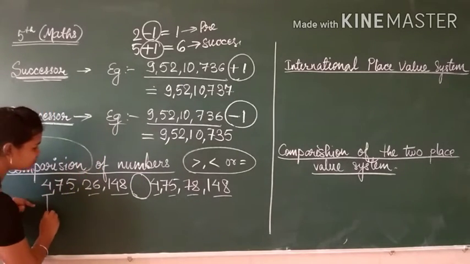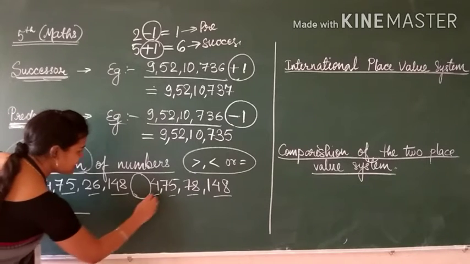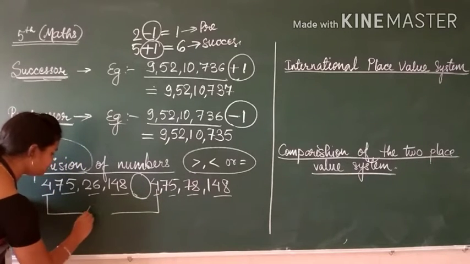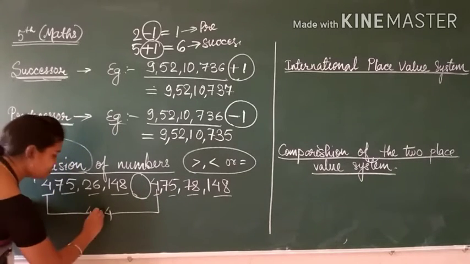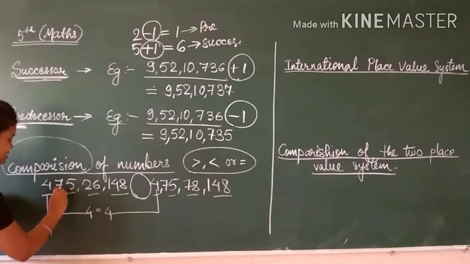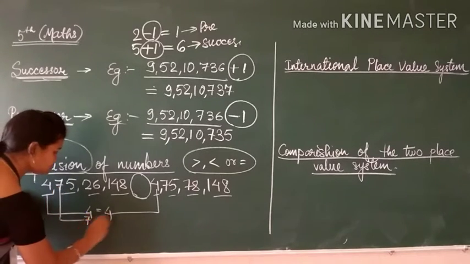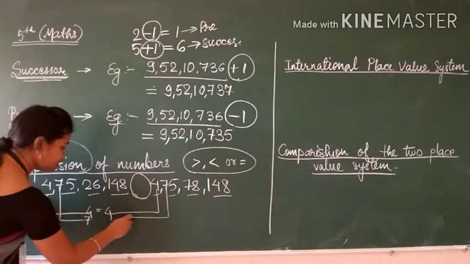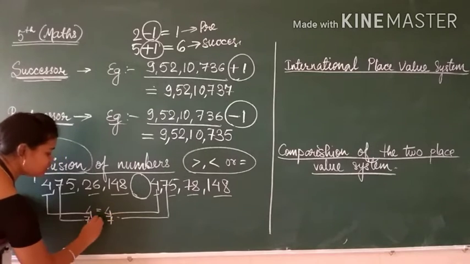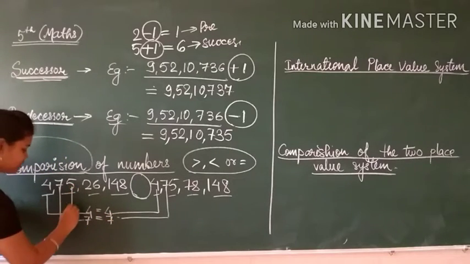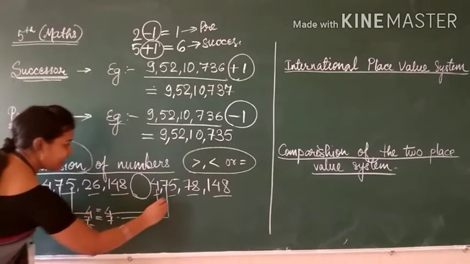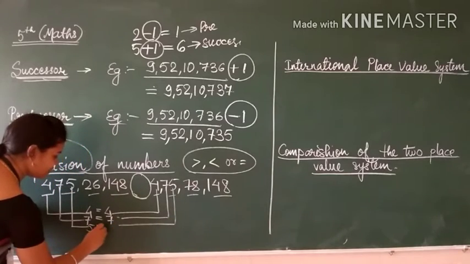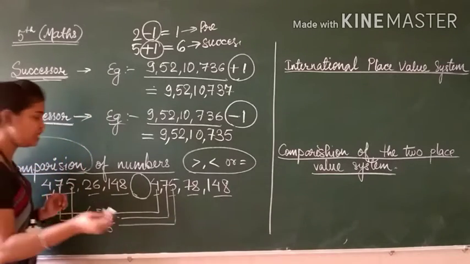See here, this is 4 and this is also 4. So both are equal. So here 7, and here also the second period is 7. This is also equal. Now here 5 and this side also 5. So 5 and 5 are equal.